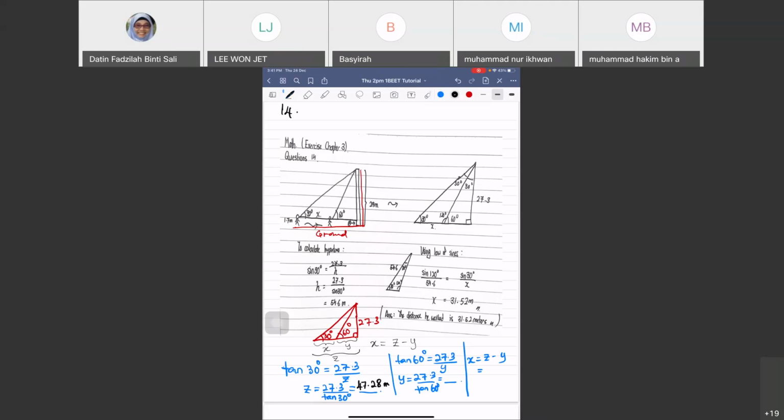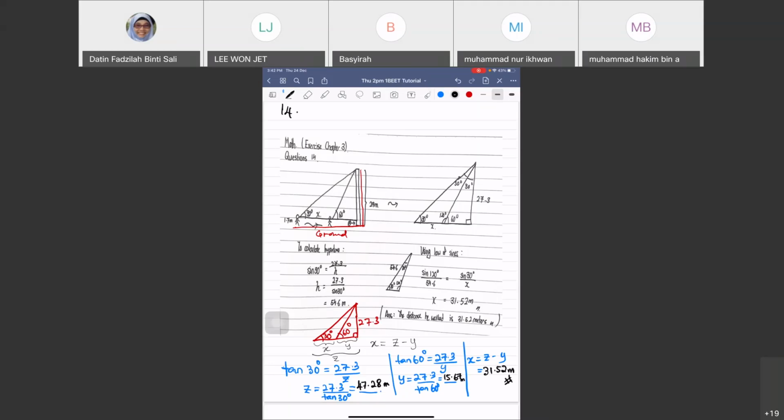Why? Y is 15.76 degree. 15.67 meter. Okay, it's no, yeah, angle, eh? Okay, subtract those two. 31.52 meter. Okay, so same, eh?